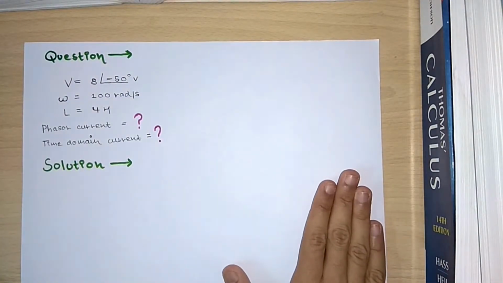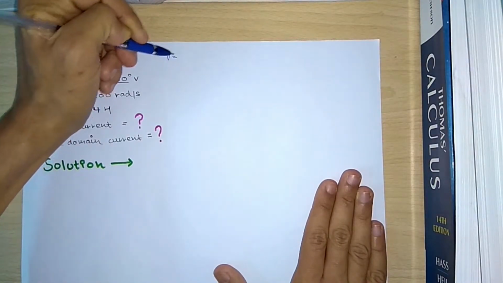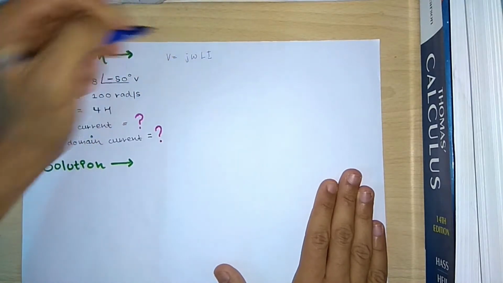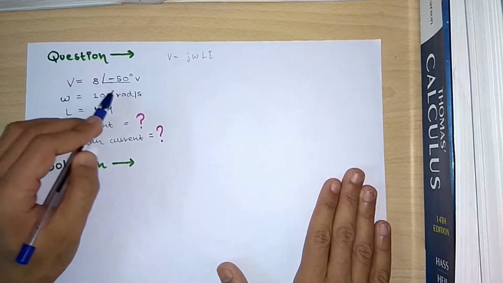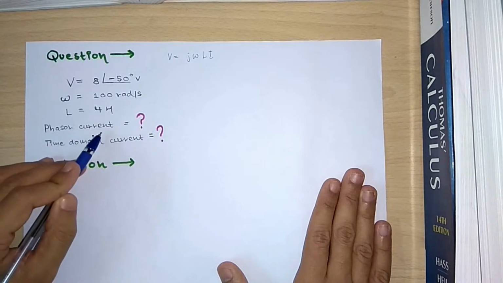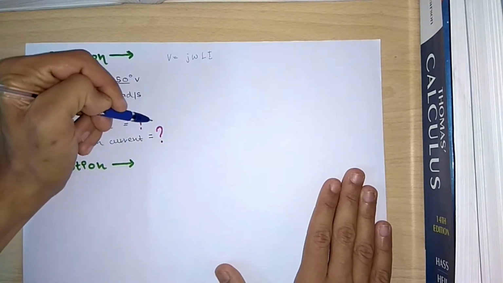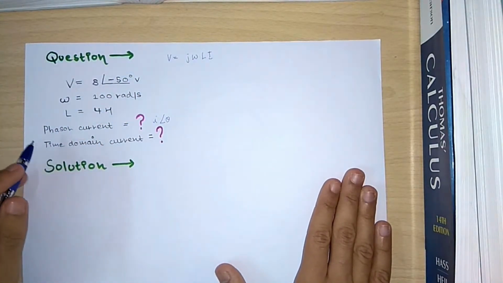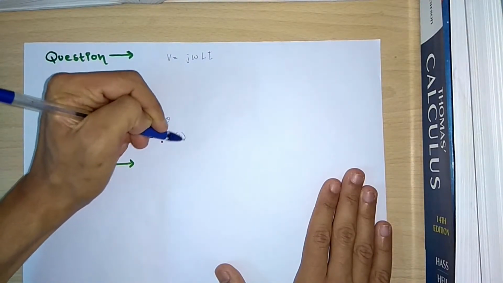Now we will be using the just learned formula, which is V equals j omega L into I, in this question. Here we are given voltage, which is in phasor form, omega and L, and we need to find the phasor current and the time domain current. The phasor current can be simply represented by this expression, while the time domain current can be expressed by this expression.